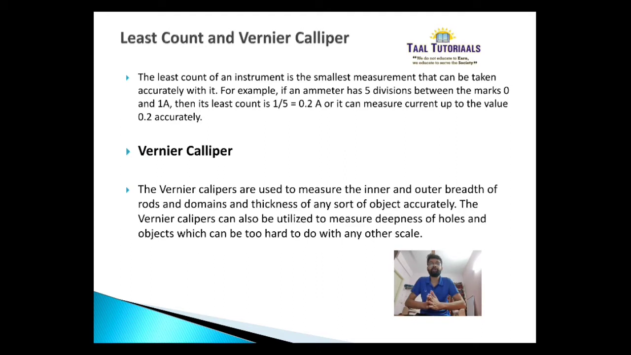In this PPT, we will basically be doing two things, that is vernier caliper and screw gauge. I have observed in the last papers that vernier caliper and screw gauge usually come in the numericals. So let us go into vernier caliper. What is vernier caliper? Vernier caliper is an instrument which is used to measure the inner and outer breadth of rods, thickness of any sorts of object accurately.